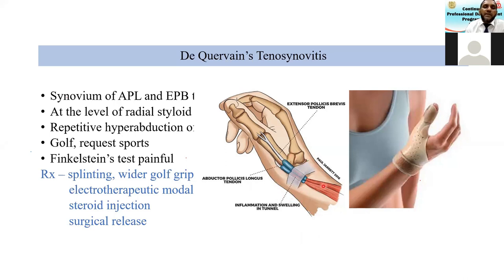So inflammation around this region causes de Quervain's tenosynovitis due to hyper abduction. Repetitive hyper abduction, like movements in golf and racket sports, can cause this injury. Finkelstein test is a specific test which is positive for this condition, where you flex the thumb and then forcibly ulnar deviate the wrist, which causes severe pain because of the compression at the radial styloid. Management is splinting to minimize the repetitive abduction, and a wider golf grip is important. Electrotherapeutic modalities and steroid injection will release the condition. If there is no response, or recurrence after steroid injection, a surgical release of the sheath has to be done.